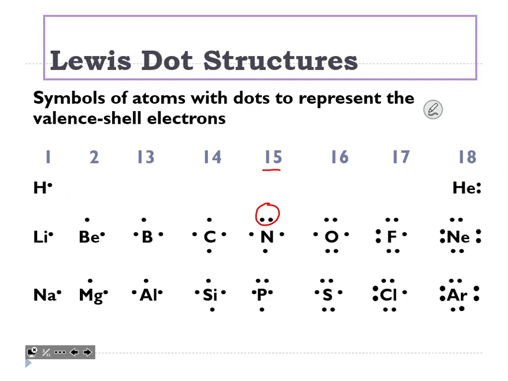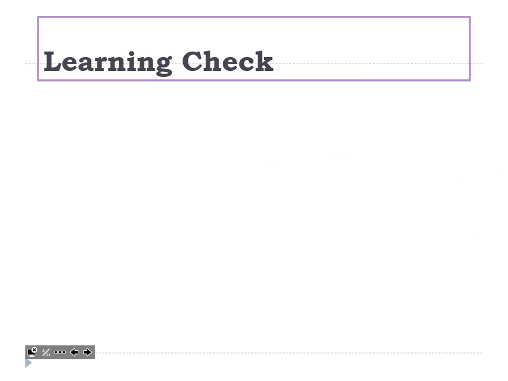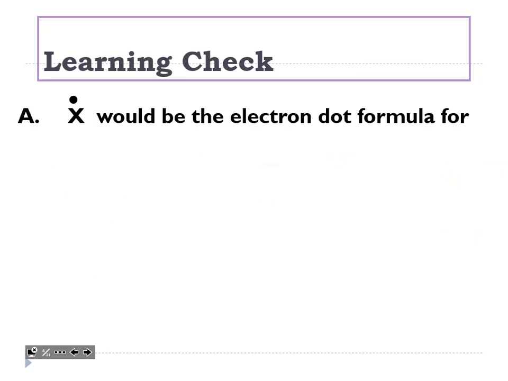Remember, you put 1 on each side first before you pair anything up. Like if you get to group 15 with the nitrogen group where you would have 5, then you start pairing them up. Okay? So we're going to be using Lewis dot structures. We're going to start with that today, so I want to make sure that you're doing this correctly.